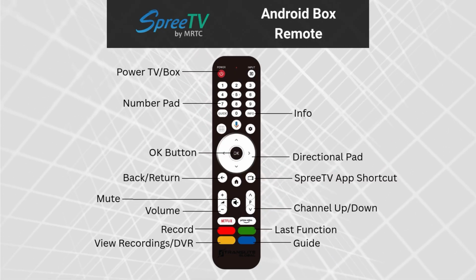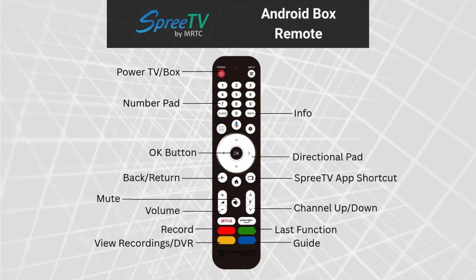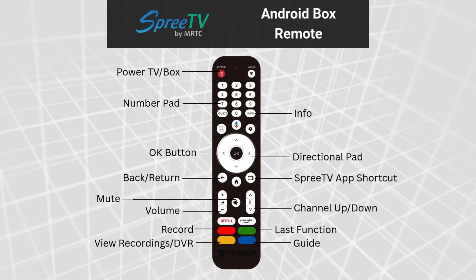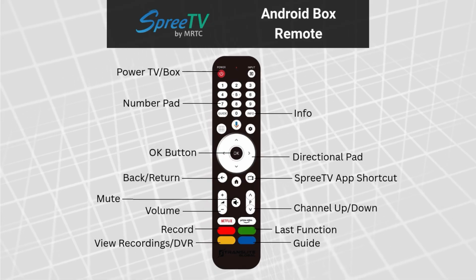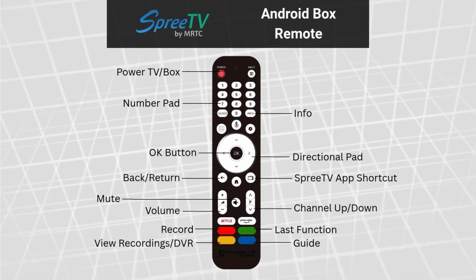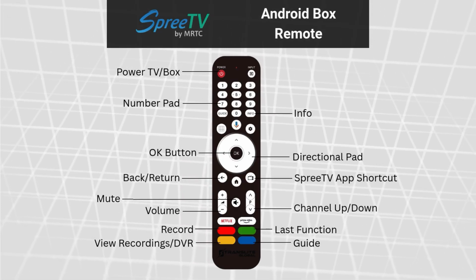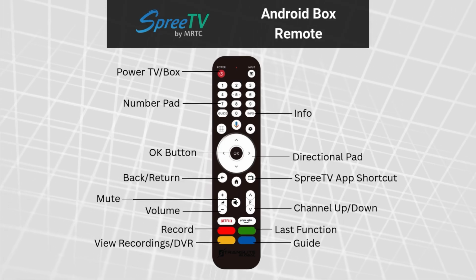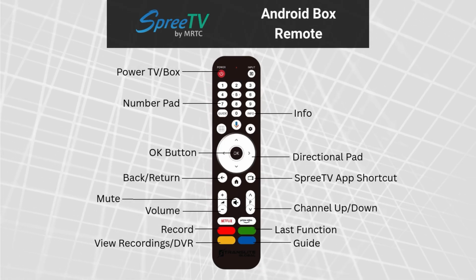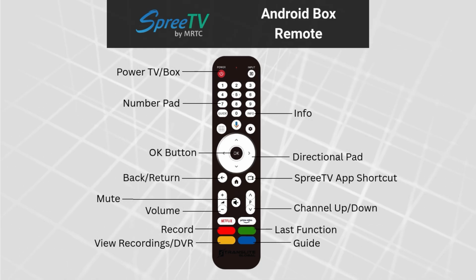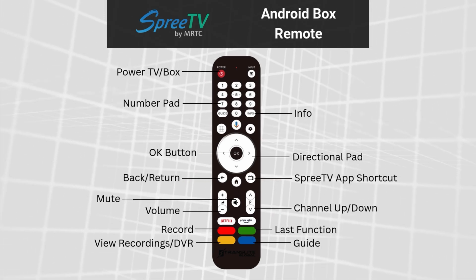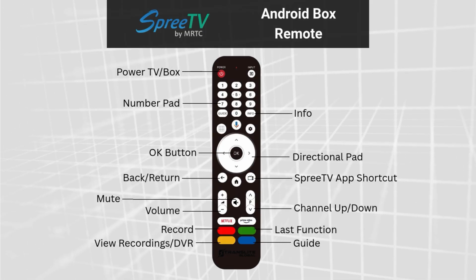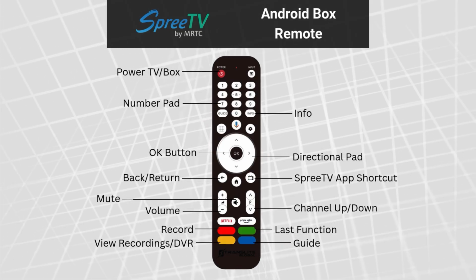The green button takes you to the last function that you did. If your last function was the guide, the green button will also bring up your guide. If your last function was your DVR recordings, it'll bring up your DVR recordings. Just above that is a button for Netflix and Prime Video. These are resident apps that are already installed on the Android box, but do not have credentials inside of them that you would need to provide on your own.